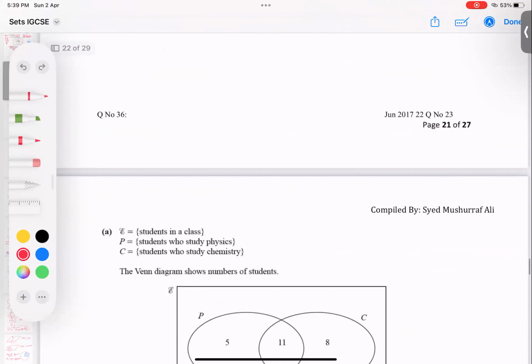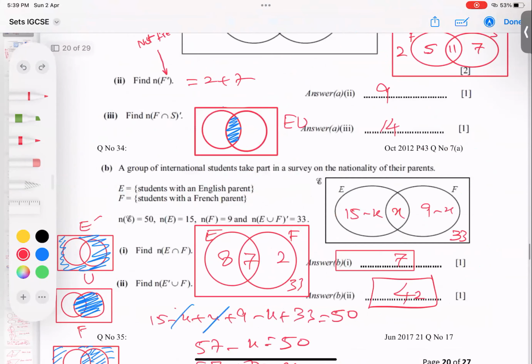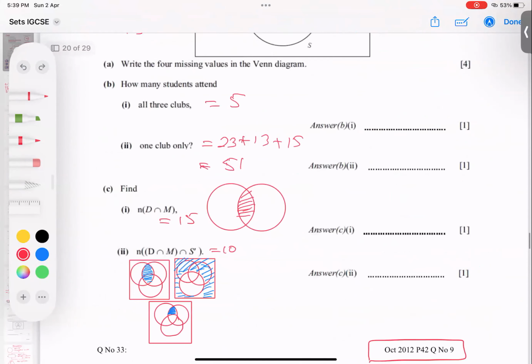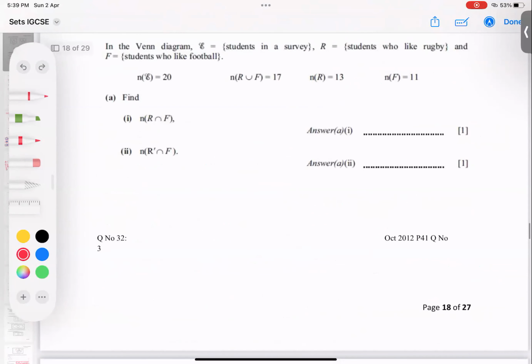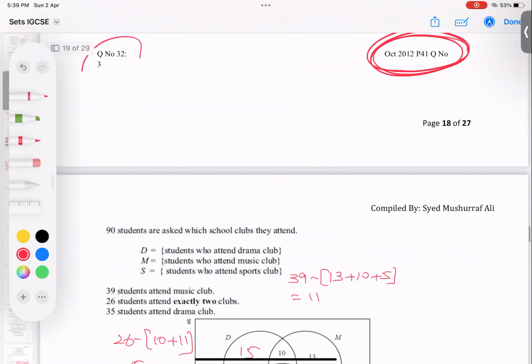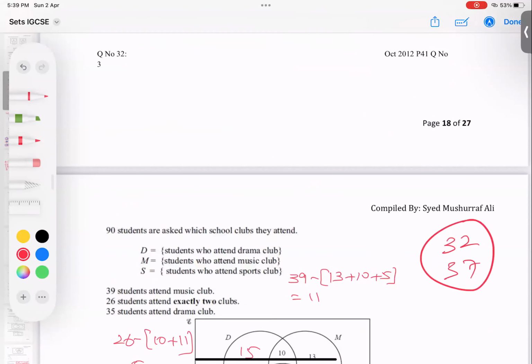And one more question. Wait a minute, please. I saw the question of the drama class. Yeah, this question. Which paper? It is October 12, 41 variant, and in this worksheet 32. So in this worksheet, question number 32 and 37. I hope, Inshallah, you can do this.